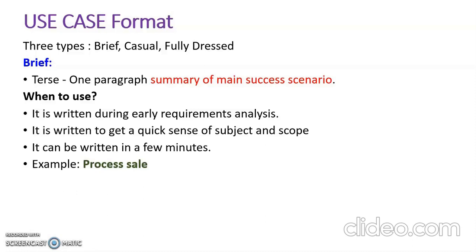Let us look into the first use case format, that is brief. The definition of brief is, it is nothing but one paragraph which shows only the main success scenario. Main success scenario will inform only the existing way, not the alternate way. Main success scenario is also called the happy path scenario or basic flow. Here we have considered an example, process sale, which is the use case of the Next Gen POS system.